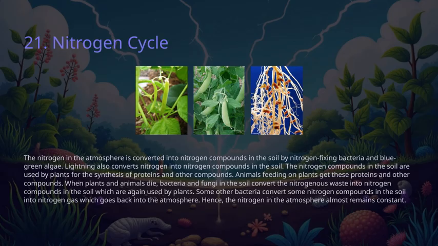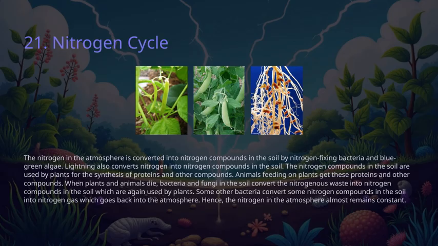Lightning also contributes to this process by converting nitrogen into nitrogen compounds during thunderstorms, adding to the pool of usable nitrogen in the soil. Once in the soil, these nitrogen compounds are essential nutrients for plants. They use them to synthesize proteins and other vital compounds necessary for growth and development. When animals eat these plants, they acquire these proteins and compounds, which are essential for their survival.